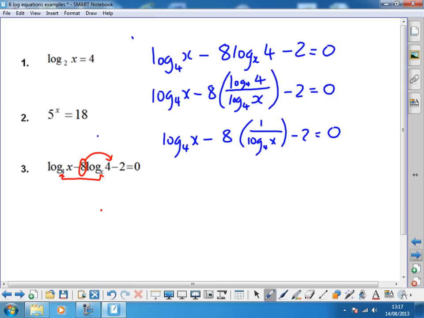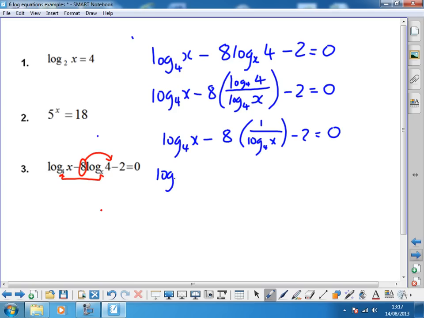Now what I'm going to do is times everything by log to base 4 of x. It looks messy, but don't forget log to base 4 of x is just similar notation to writing the fourth root. Fourth root is the opposite of to the power of 4. Log to base 4 is the opposite of 4 to the power of. So it's not really as messy as it looks. It is just a symbol, log to base 4. And I'm going to times everything by log to base 4 of x.